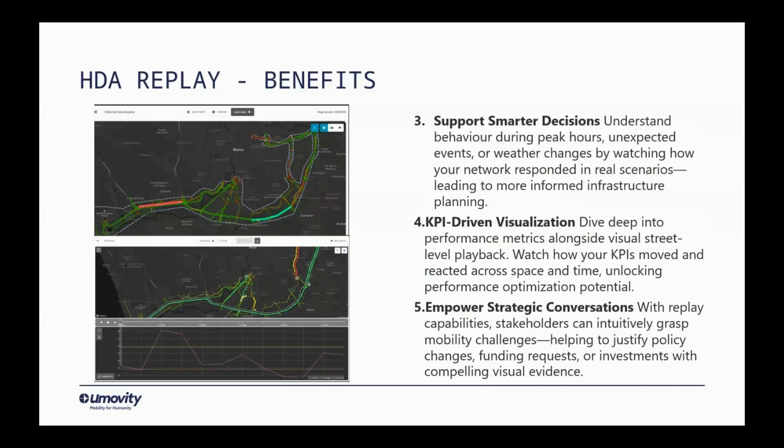Last but not least, this powerful tool allows us to clearly show stakeholders, whether it's the Deputy of Mobility, the Mayor, or anyone involved in decision-making, how we justify our actions as planners and managers of mobility, and helps us to support policy changes or funding requests.